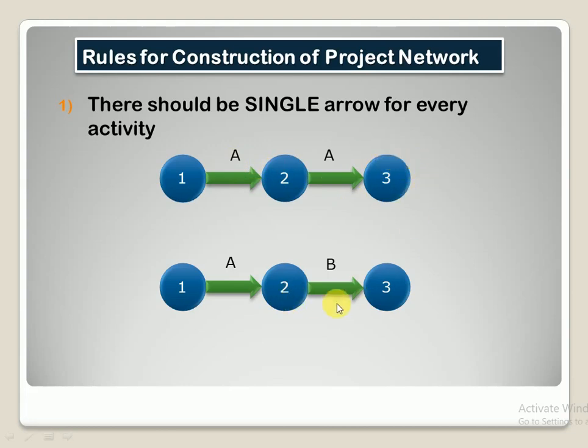In our second case, two activities are given, activity A and activity B, and both are shown with different arrows, right? Here activity A, suppose, is starting at node 1 and ending at node 2, and activity B is starting at node 2 and ending at node 3. You just can't show the same activity by two arrows. So as per the rule, the first example is incorrect and the second example is correct.